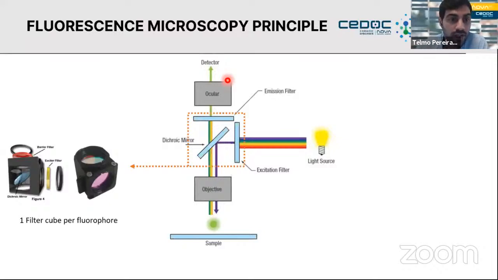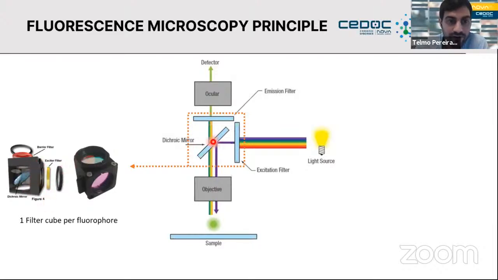So a crucial element here. Davide already talked about the objective, so I will not touch that. I will just talk a bit about the filter cubes. The filter cubes are these three elements here: the emission filter, the excitation filter, and the dichroic mirror. They are assembled in this cube-like structure.